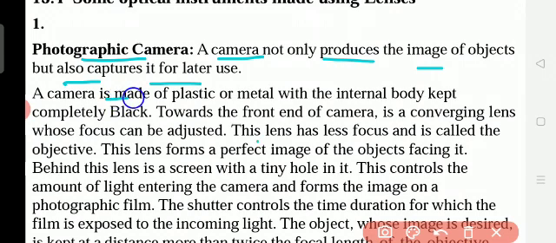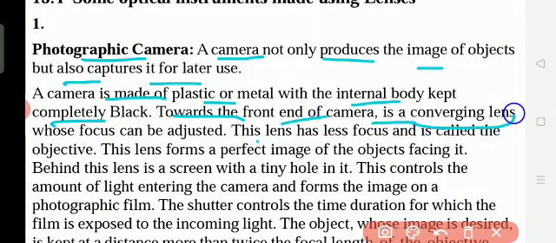So a camera is made up of plastic or metal. Camera, you know, it is made up of what? Plastic or metal, with the internal body kept completely black. And the camera is mostly in which color? Black color. Towards the front end of the camera is a converging lens.